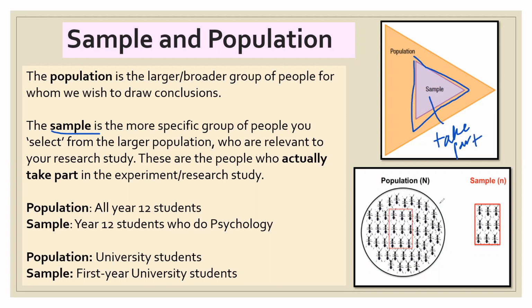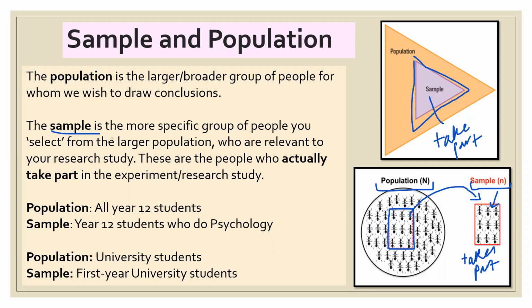Same thing with the ants here. You've got a big group of ants here, and if we decide, okay, I only need 9 participants for my study, or in this case 9 ants, we would count 1, 2, 3, 4, 5, 6, 7, 8, 9 from the population, and then that little group within the population becomes our sample. This group then takes part in the study. So that's the important thing to remember. The population is the bigger, broader group of people. The sample is the smaller, more specific group of people who take part in the study.